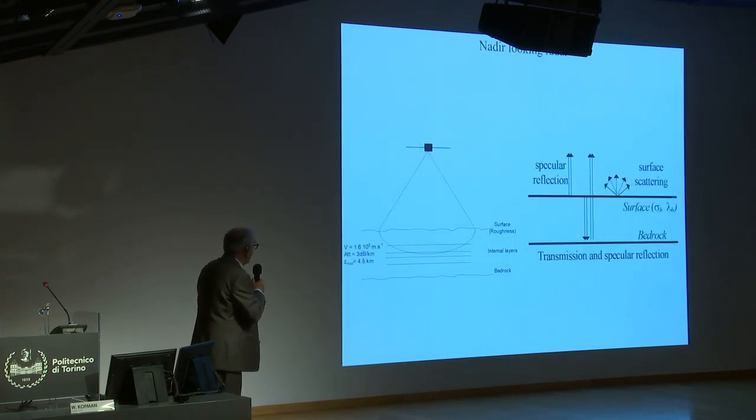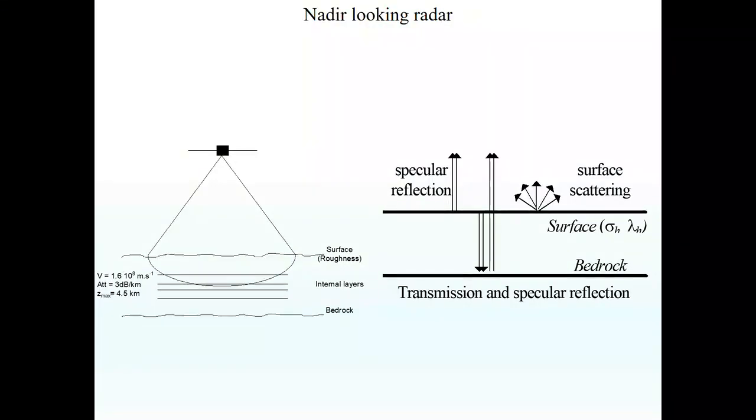In the best case, you have specular reflection, but of course you have the scattering from the surface irregularities. Then this power coming back is not so nice as in specular reflection. Then we propagate inside, and we can characterize the inside structures.